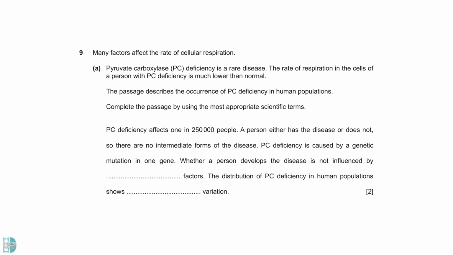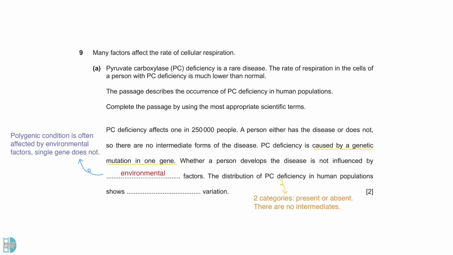9a talks about a disease called PC deficiency. Since the disease is caused by a genetic mutation in only one gene, it is not affected by the environment. Usually, only a polygenic condition is affected by environmental factors. The phenotypes can be categorized into 2 groups, whether you have the disease or don't. There are no intermediates. So, this is a discontinuous variation.